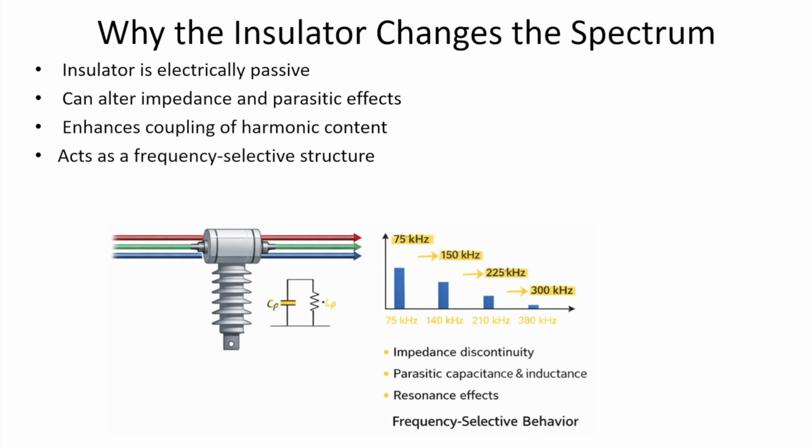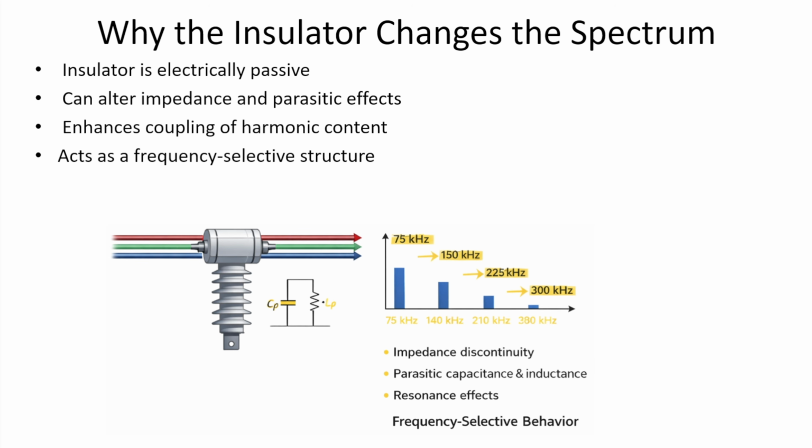So, why does the spectrum change after the insulator? Although the insulator is passive, it can still introduce impedance discontinuities, alter parasitic capacitance and inductance, affect common mode coupling, and create conditions favorable for resonance. In simple terms, the insulator can act like a frequency selective structure.